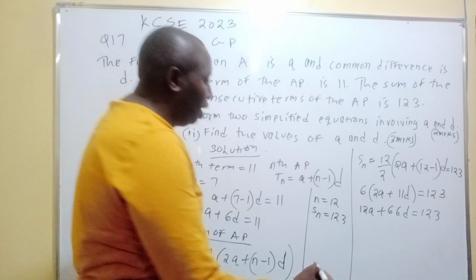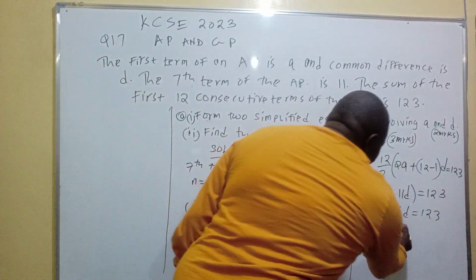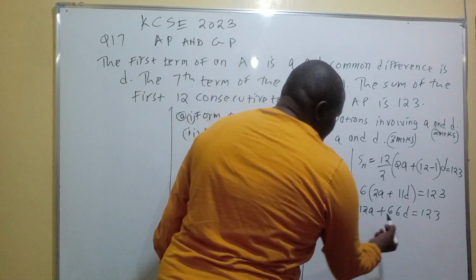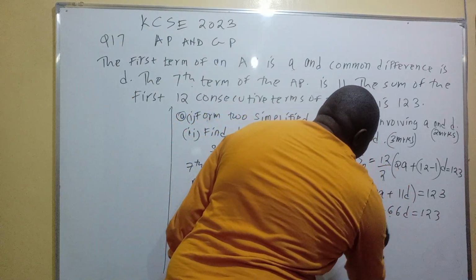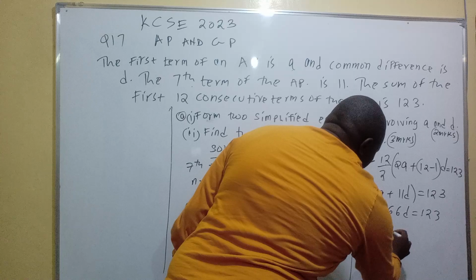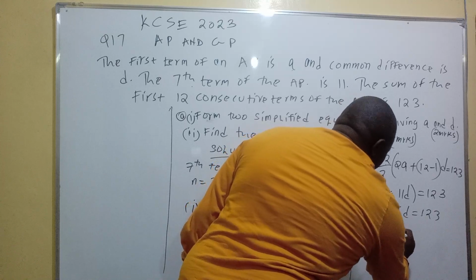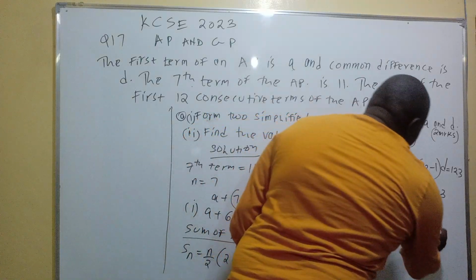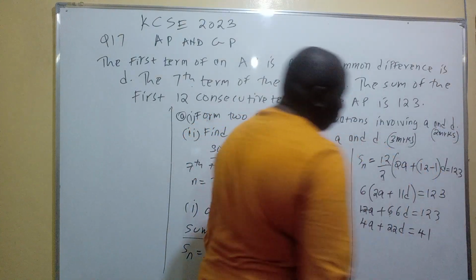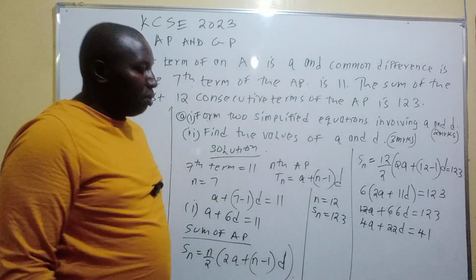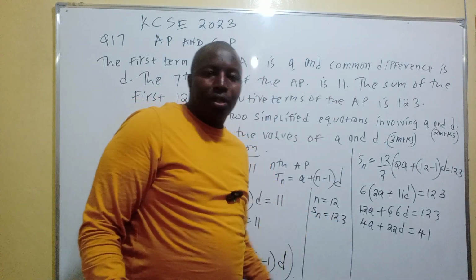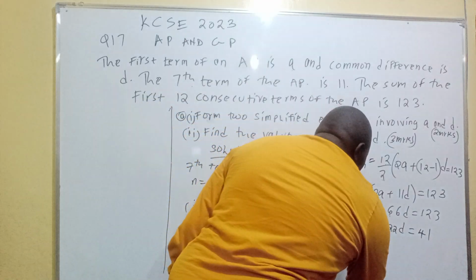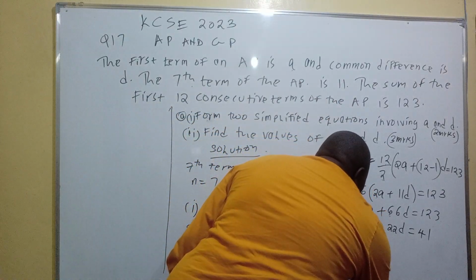Simplify this equation by finding a number that can divide 12, 66, and 123. We can divide by 3, since 3 is common. If you divide 12 by 3, you get 4a. Divide 66 by 3, you get 22d. And 123 divided by 3, you get 41. 41 is a prime number, so it cannot be divided beyond that. Therefore, our second equation is this one.